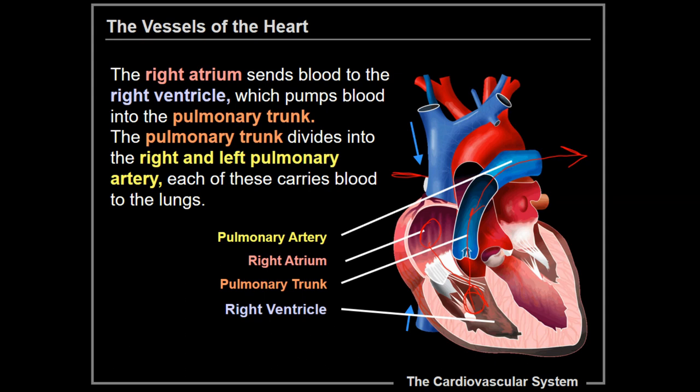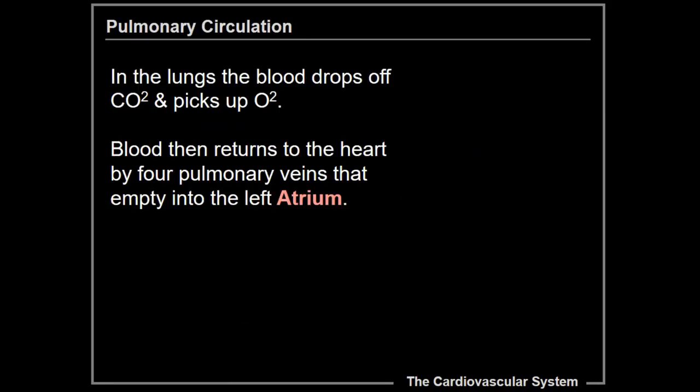So that blood is oxygen poor and is going to the lungs to become oxygenated, as we have just recently talked about in the respiratory system. In the lungs, the blood drops off CO2 and picks up oxygen, O2, which we have talked about in great detail in our last unit. Blood then returns to the heart by 4 pulmonary veins that empty into the left atrium.